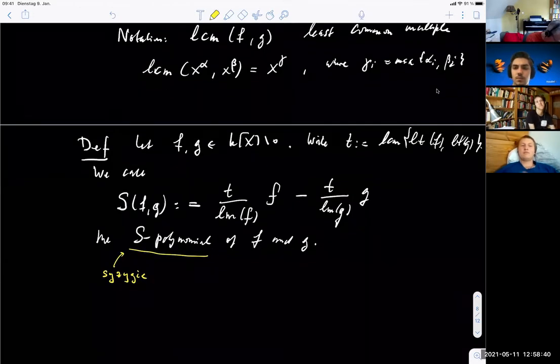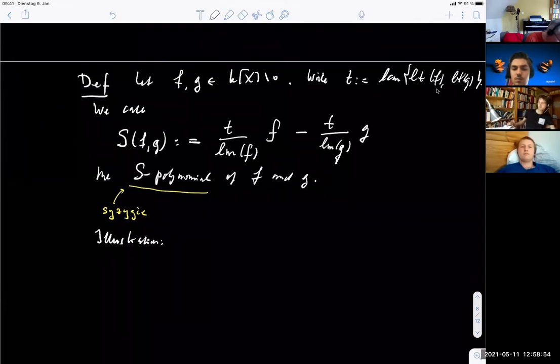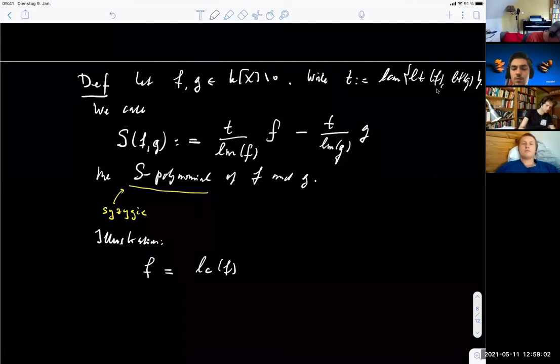Let me explain what's going on here. What we actually did was enforce a cancelling of a certain term. Illustration: I write my f. It has a leading term times leading coefficient. I like to write it this way. Here is the leading contribution and the rest is smaller in our order. I do the same with g.